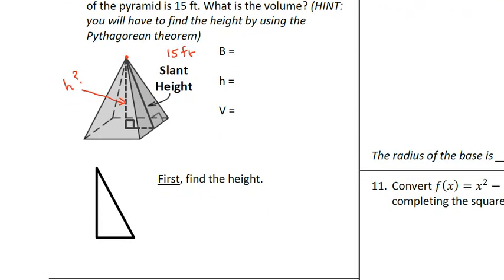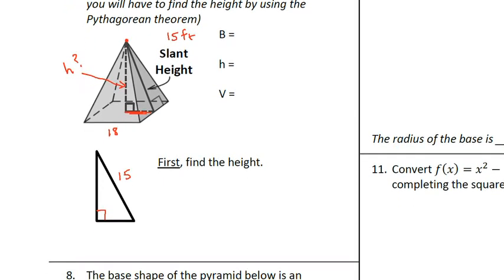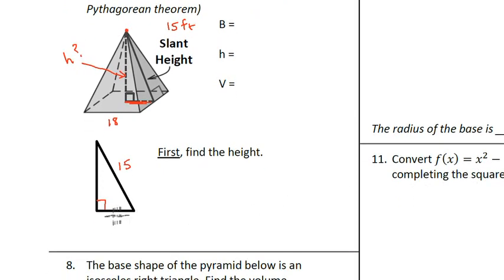Class, I'll just give you a little tip here. I took this triangle and I pulled it out. If that's a right triangle, and we know the slant height, which is the hypotenuse, is 15 feet, take a look at the base. If the base is an 18 by 18 square, can you imagine, class, if this is 18 feet, how long is this leg right here? And if you guessed it is half of 18, you are correct. So this would be 18 divided by 2, which is 9.